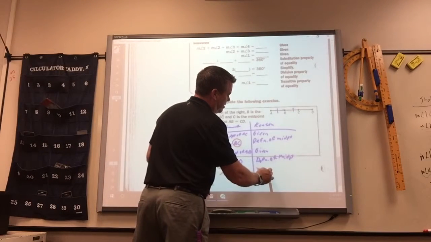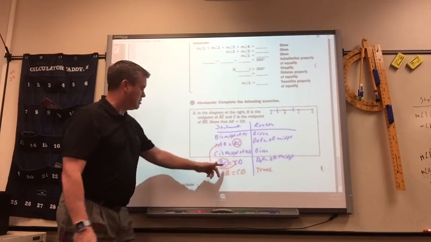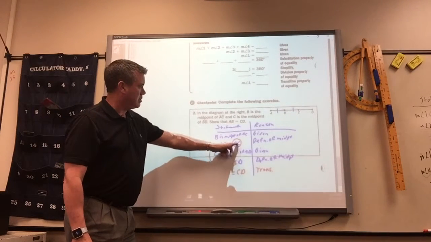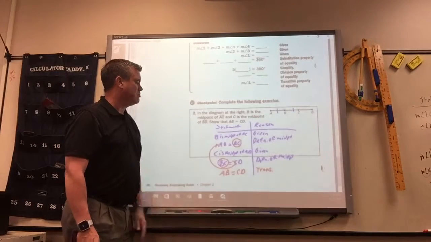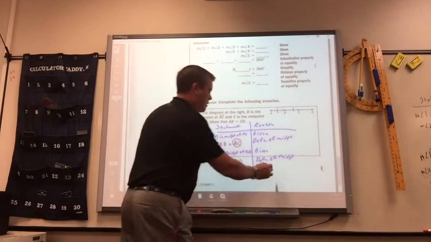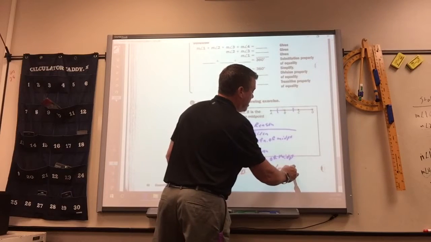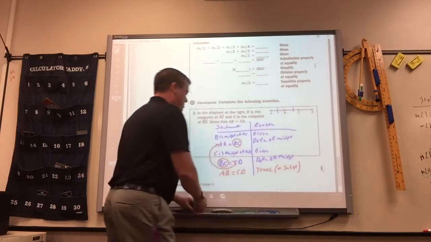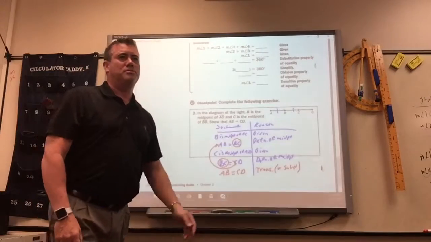Transitive is probably the better name, but substitution would work too, because you could just put CD in place of the BC there since they're equal. Or you could put AB in place of that. But again, this is one that's later on, those types of proofs. Today we're just going to do some of the equation ones.